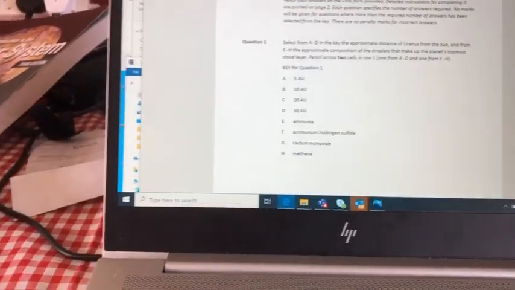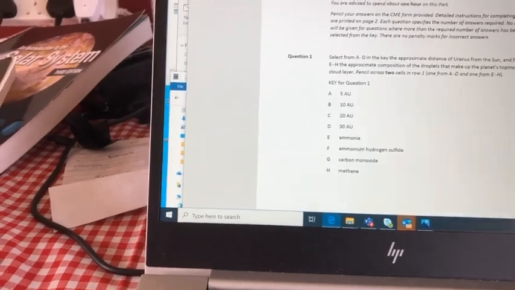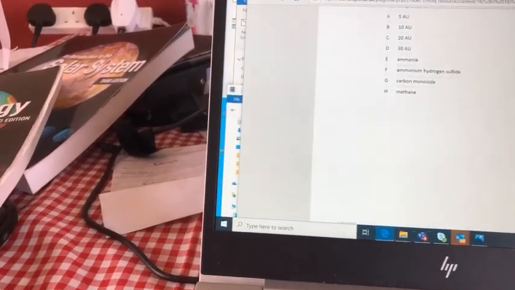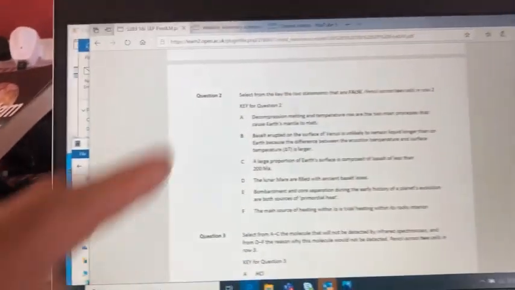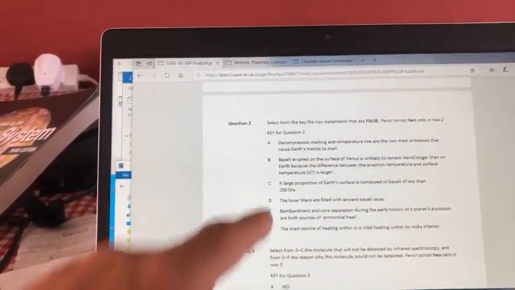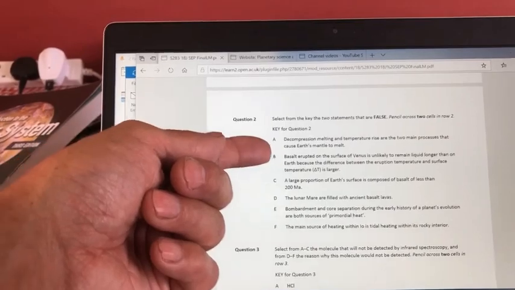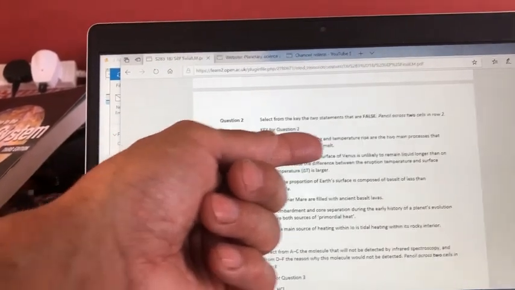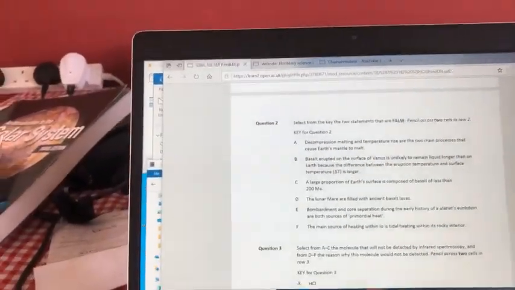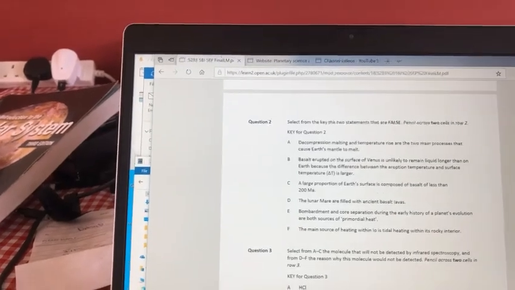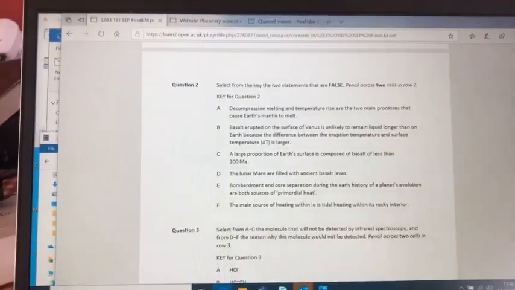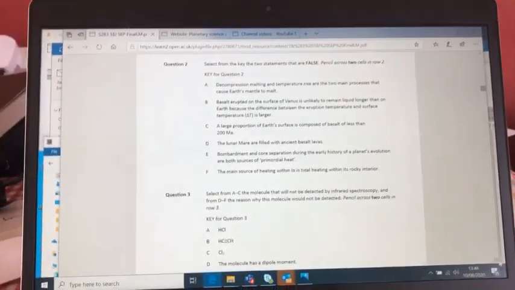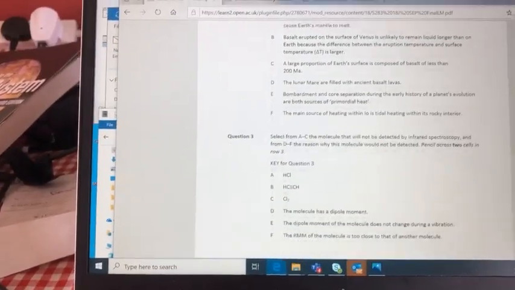And what are its clouds made of? So that's some knowledge required there. Here's something about true and false statements. Are decompression melting and temperature rise the 2 main processes that cause Earth's mantle to melt? Well, actually, decompression melting, yes, but not temperature rise, so that's wrong. So you've got to know how the Earth is working there.